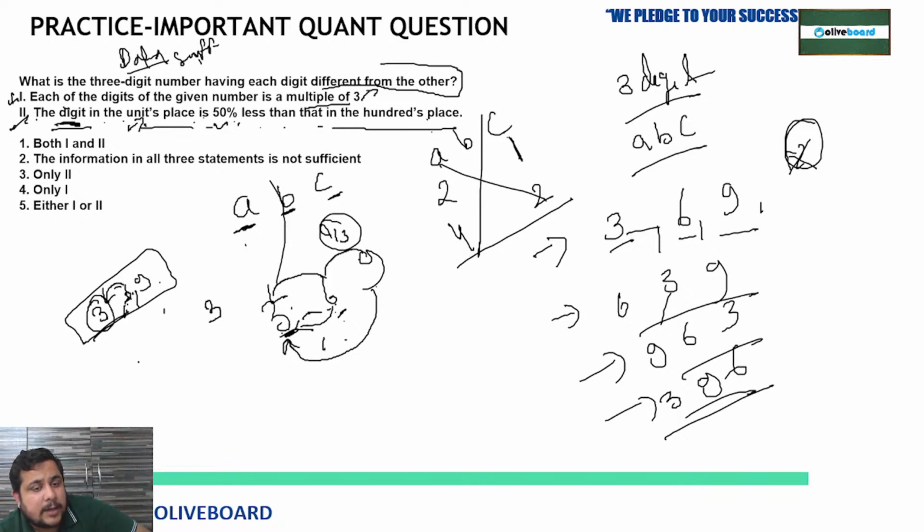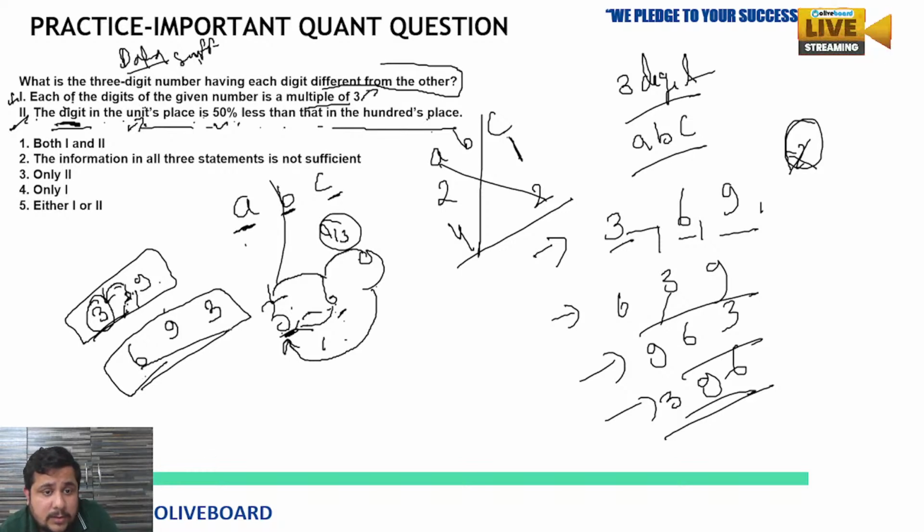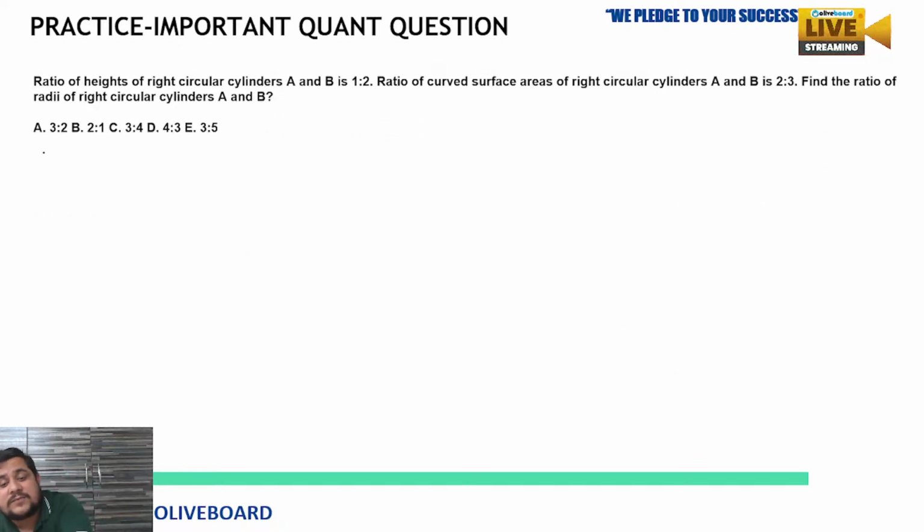6 will come at the hundreds place and 9 will come at the center. So ultimately we are getting 693, and each of the digits of the given number is a multiple of 3. All three digits are multiples of 3. Fine. The digit in the units place is 50% less than the digit in the hundreds place. Yes, 3 is 50% less than 6. So we can say that 1 and 2 together are required to answer. Option first would be the answer.